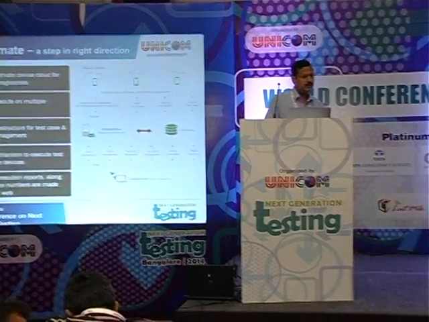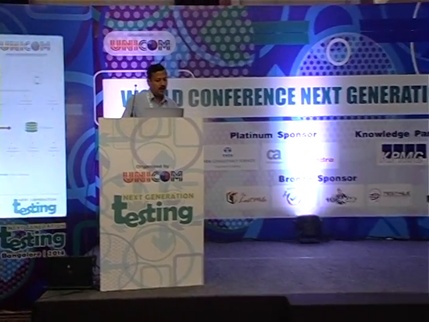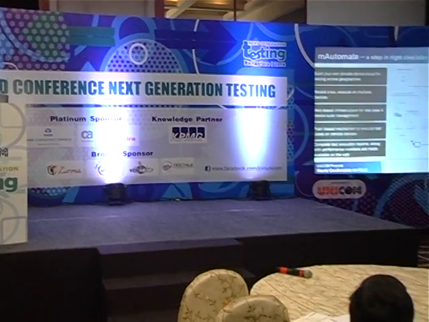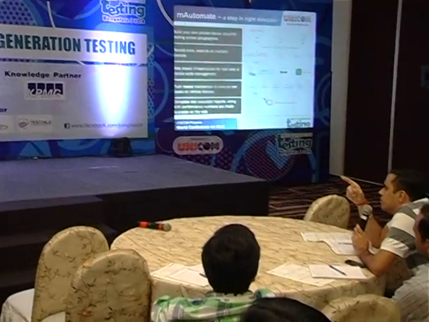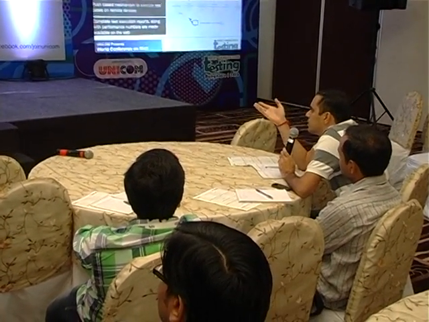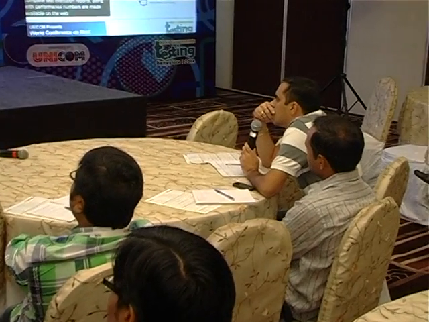I understand M-Automate is an in-house tool, right? M-Automate is now available for public, so anybody can use it. Can you tell me how this tool is different from Mobile Perfecto, Mobile Labs? There are tools in the market. Same thing. Perfecto Mobile is basically an image comparison based tool, and we are predominantly an object comparison tool.